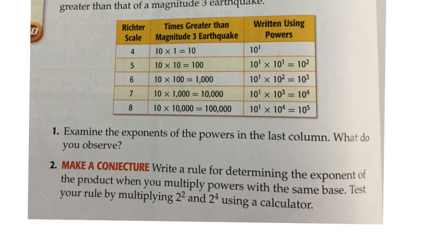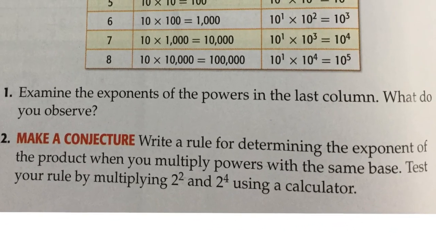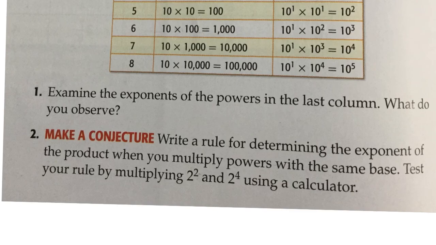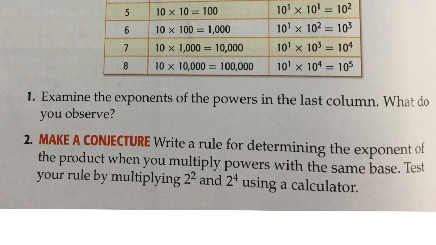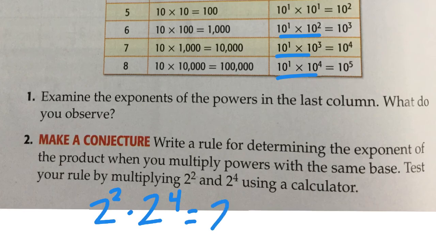write a rule for determining the exponent of the product when you multiply 2 powers with the same base. Test your rule by multiplying 2 to the second and 2 to the fourth using a calculator. So don't use a calculator right now, but think, if you were multiplying 2 to the second times 2 to the fourth, what do we think our answer would be? Using these same rules that are happening here. Okay, and how did you get 2 to the sixth?